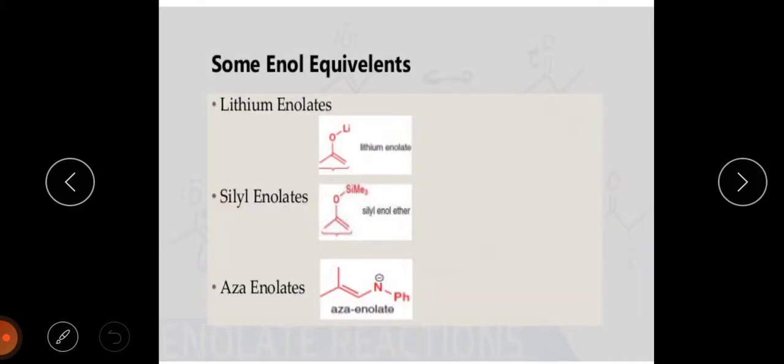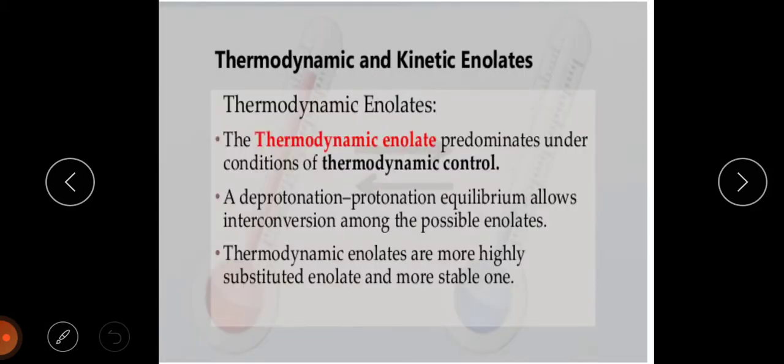Next, there are some enol equivalents: lithium enolates, silyl enolates, and aza enolates. Before talking about them, we should know what are thermodynamic and kinetic enolates. A thermodynamic enolate is produced under the condition of thermodynamic control. A deprotonation or protonation equilibrium allows interconversion among the possible enolates, and the thermodynamic enolates are more highly substituted enolates and are more stable than kinetic enolates.